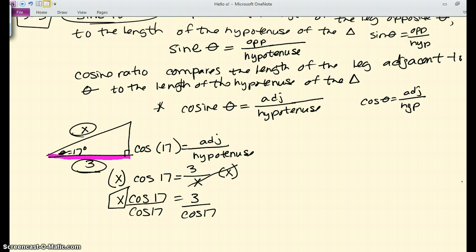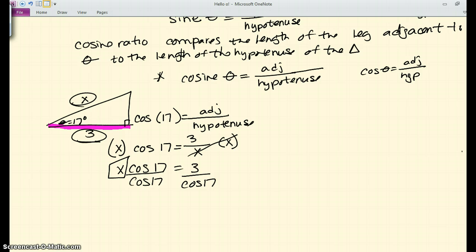And I really don't need to push any buttons in my calculator until I get to the very last step, where x is exactly equal to 3 divided by cosine of 17, and it's approximately equal to, grab your calculator and push those buttons, making sure you're in degree mode. 3 divided by the cosine of 17 is approximately 3.14.